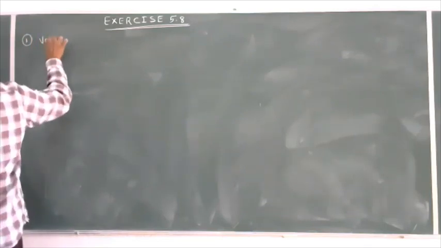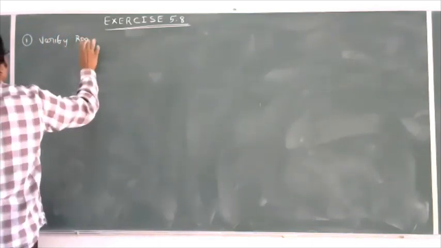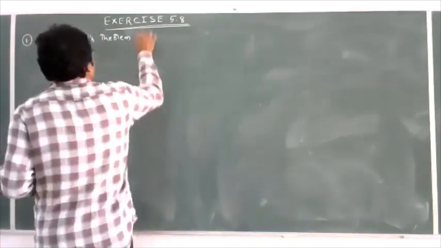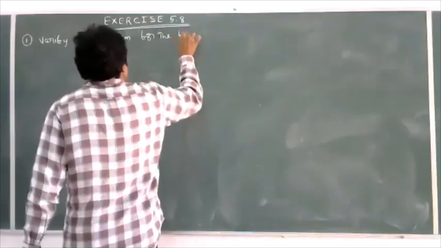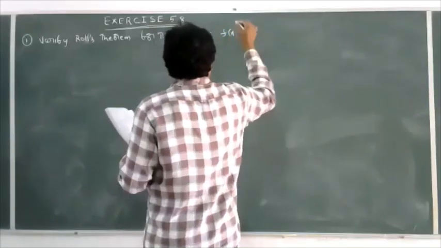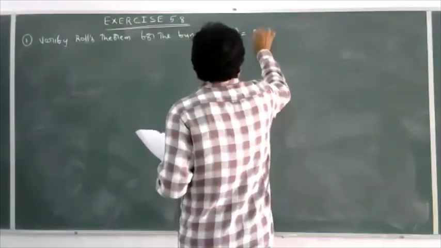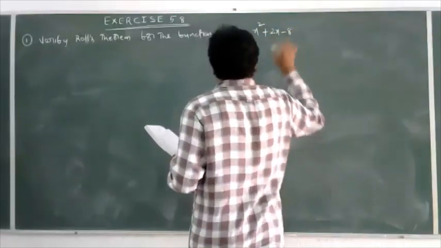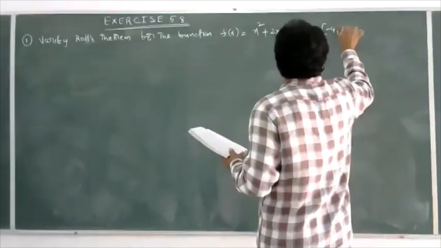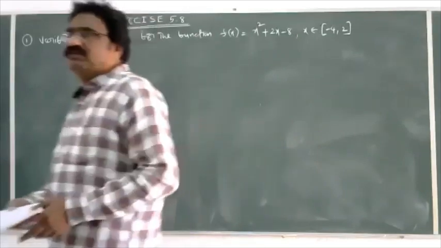Yes, first problem. Verify Rolle's theorem for the function f of x is equal to x square plus 2x minus 8, x belongs to closed interval minus 4 comma 2.